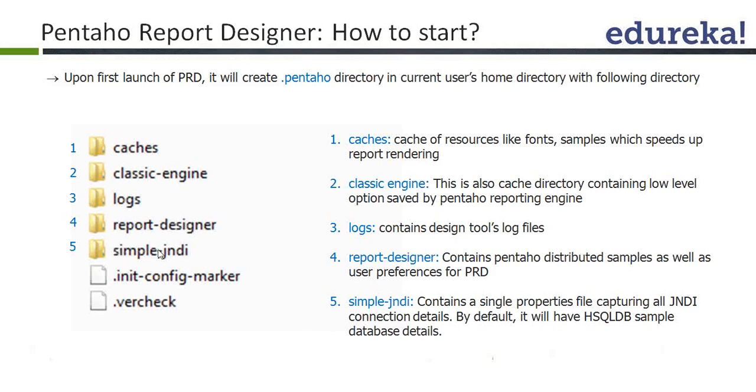Then simple-jndi. The name "simple" is actually misleading. It should have been just JNDI, but this is open source and it has been there since long, so it is still the same. simple-jndi is where you will keep your JNDI-related configuration. There will be one .properties file. We are going to see it, study it, and configure it. That's where you will configure your JNDI. By default, it will have one JNDI configuration, which is the HSQLDB sample.